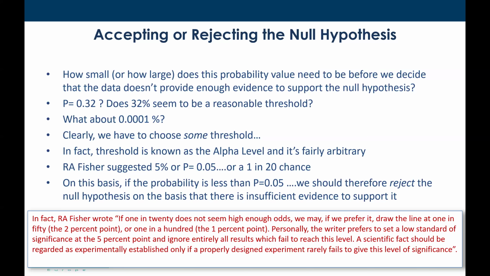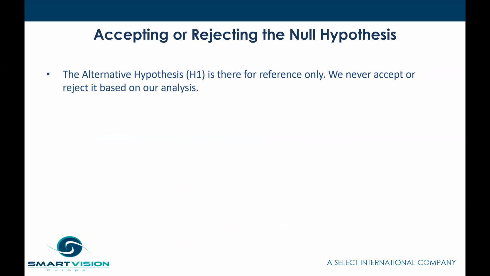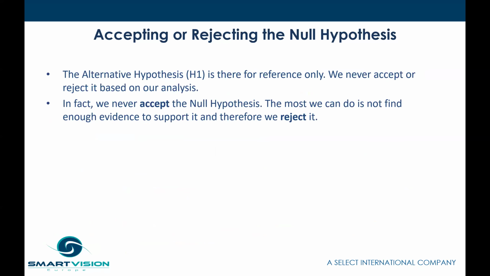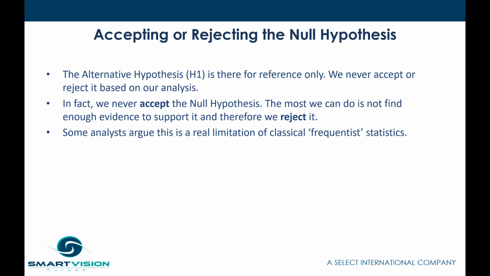So it's just a reality that this isn't exact. It doesn't know. It's based only on the data you have. And then sometimes, you know, people do win the lot. Somebody won the lottery twice recently. It can happen. It's never saying it won't happen. Okay, therefore, the alternative hypothesis is there for reference only. It turns out, actually, you never accept or reject it based on our analysis. In fact, we never even accept the null hypothesis. The most we can do is not find enough evidence to support it, and therefore we reject it.